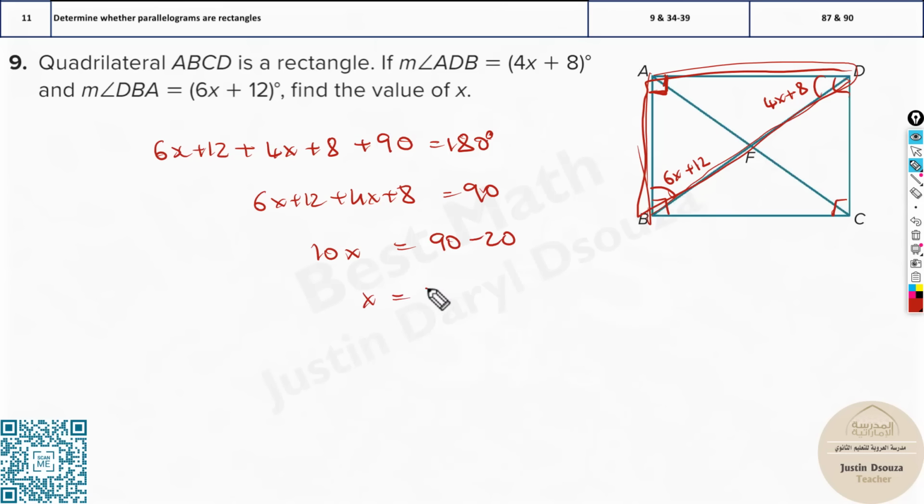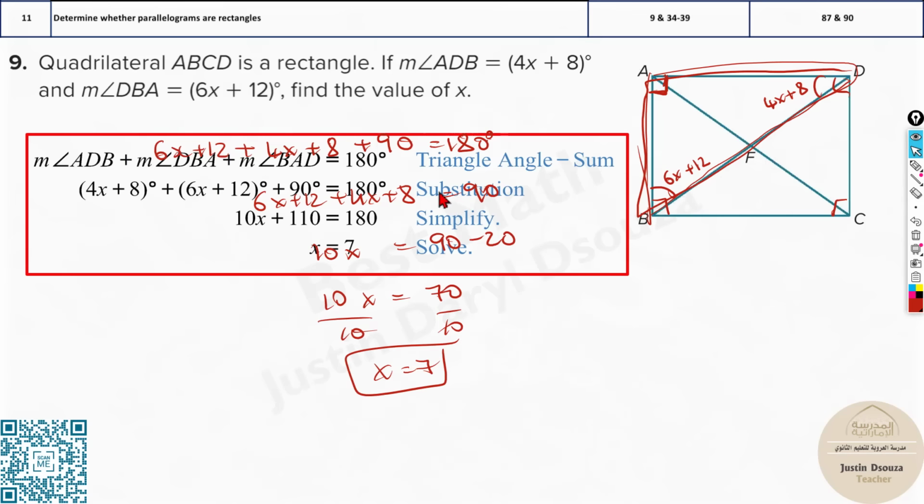So x will be equal to 70. Over here it's 10x. Divide both the sides by 10. X will be equal to 7. That is the correct answer. So this is how easily you can solve it.